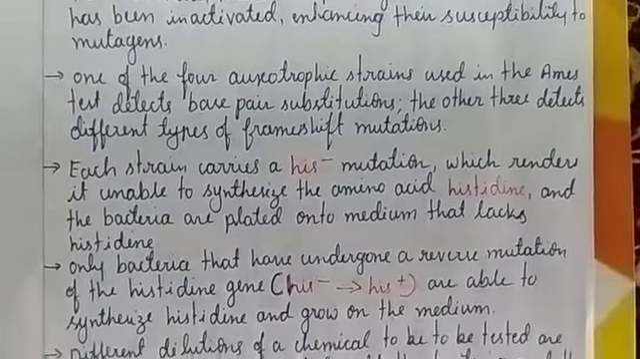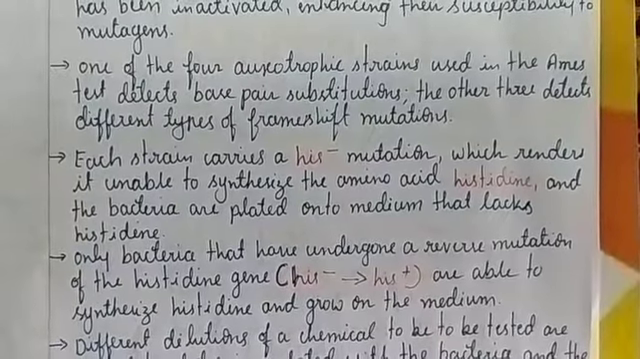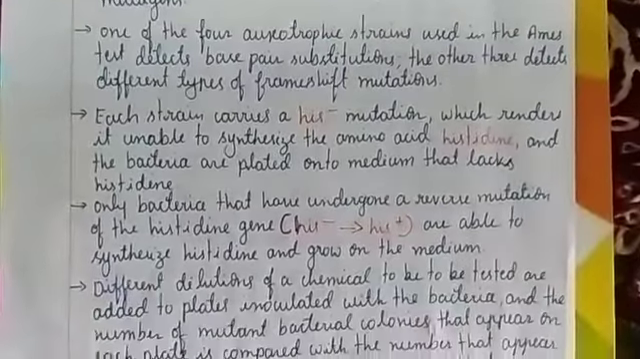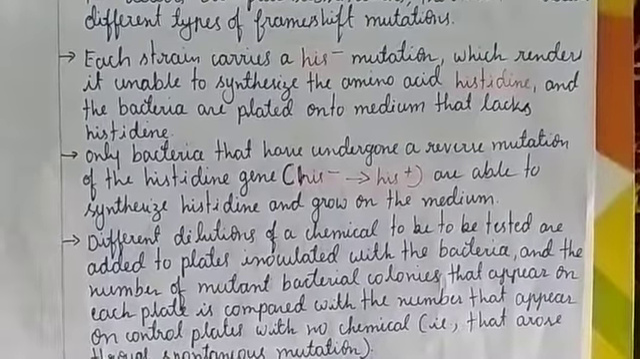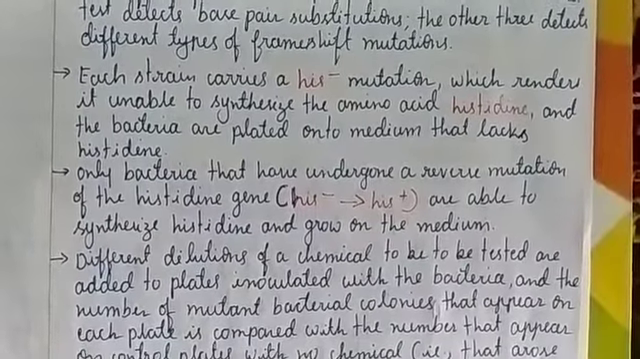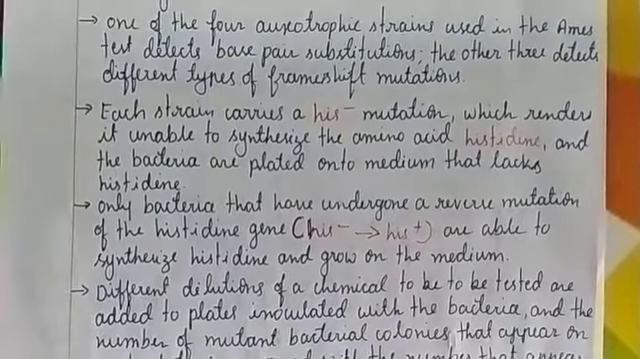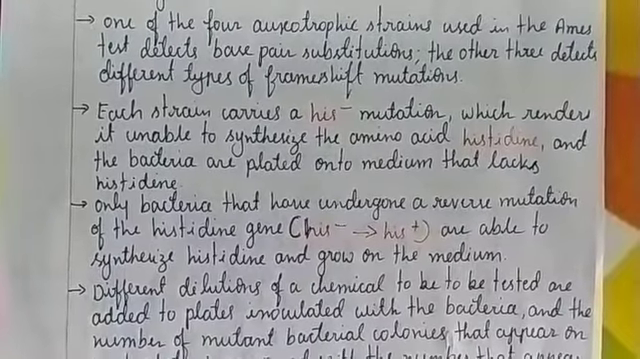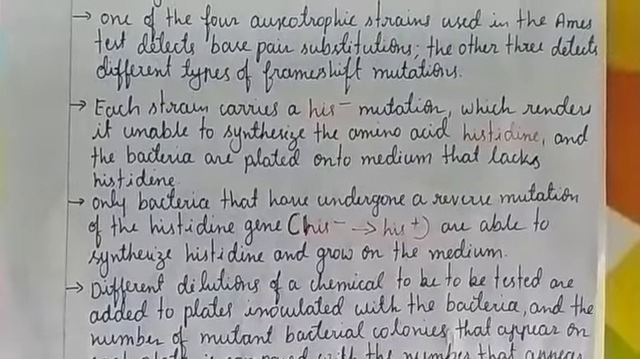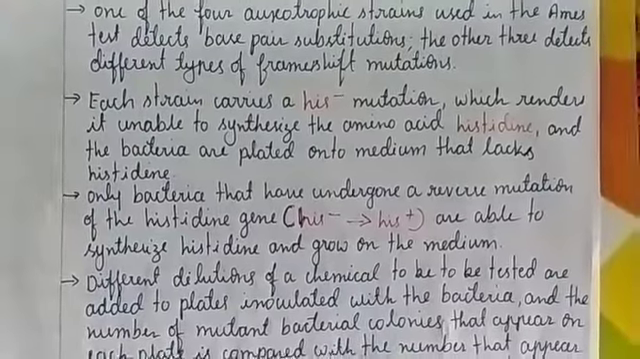Then for the Ames test here, they have considered only one strain, that is the base pair substitution defective strain. Here each strain carries a histidine minus mutation, which renders it unable to synthesize the amino acid histidine, and the bacteria are plated onto a medium that lacks histidine. This is the condition.